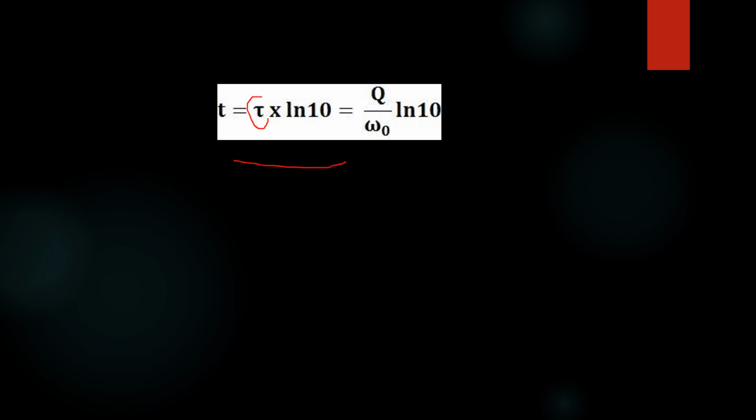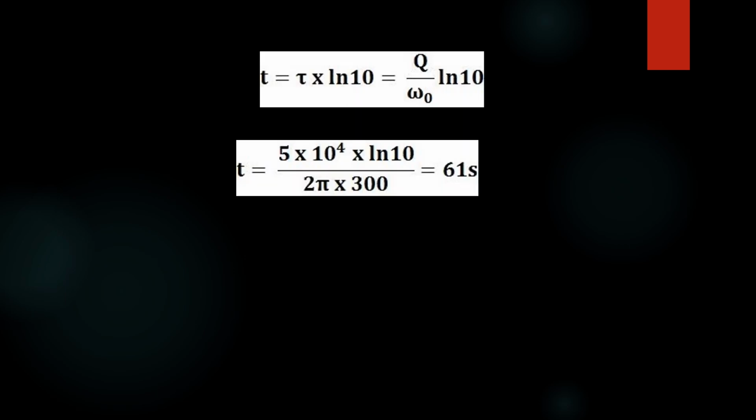But tau you can write as Q by omega 0, into log 10. The value of Q they have given as 5 into 10 raised to 4, then log 10. Omega 0, instead of omega 0 they have given the value of f0, 300 Hz. Therefore omega 0 is 2 pi f, so 2 pi into 300. You will get the answer as 61 seconds.